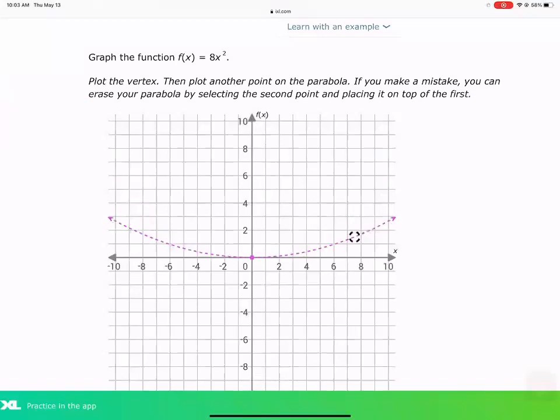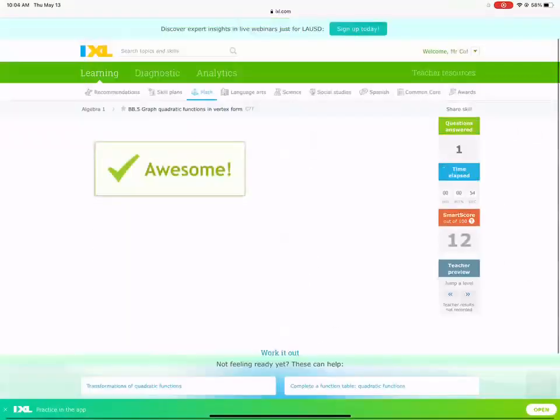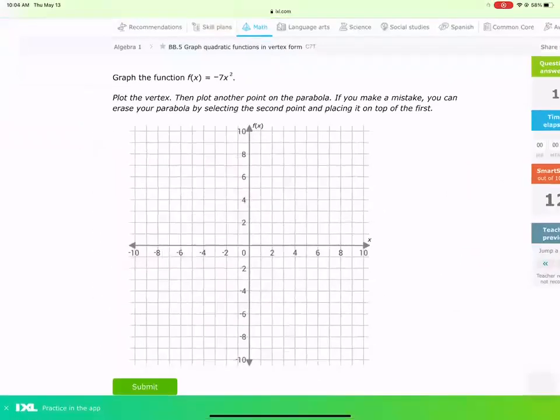We take one step over. We go 1, 2, 3, 4, 5, 6, 7, 8. This is our graph. Because it's super narrow, because your graph is 8 times as fast. The vertex is 0, 0, 8 times as fast. Submit. Got it.